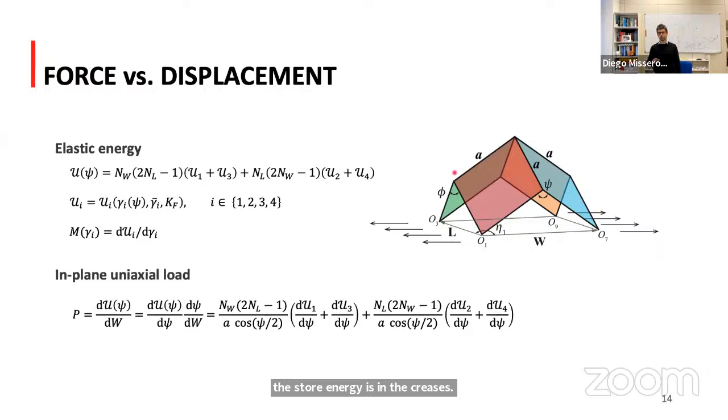And this stored energy is a function of the folding angles, the dihedral angles gamma_i, and then the rest angle of the tessellation and the stiffness of the crease. That is nothing else than a sort of torsional spring. This is the constitutive relation that we assume for the bending moment. And taking the derivative of the elastic energy with respect to the direction where we are applying the load, we end up with this expression for the load. And this represents the load that we need to apply to the tessellation to fold the system from one state to another. And of course, you can see here that the numbers of cells in one direction and the other direction appear in this formulation.